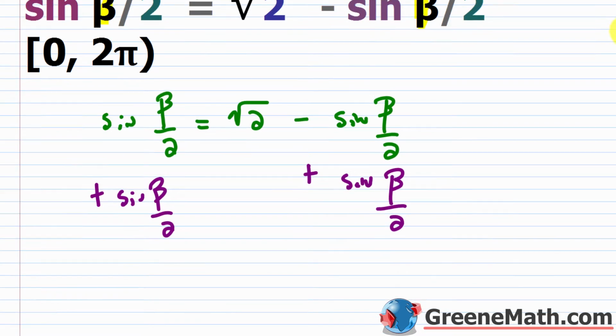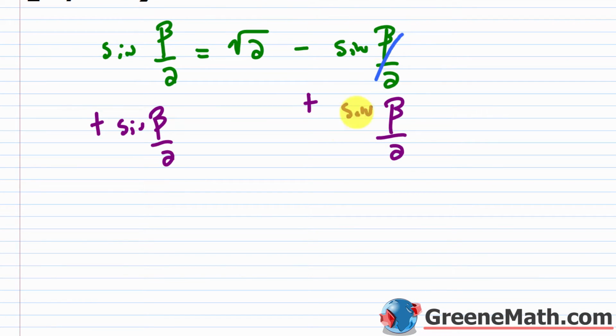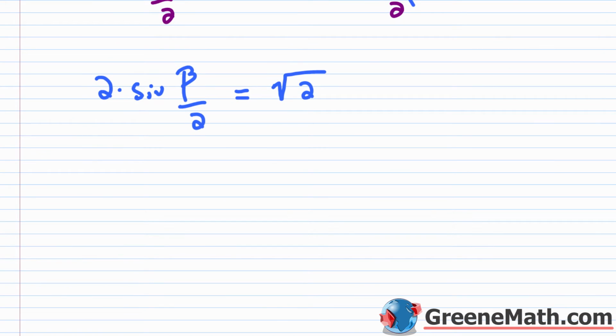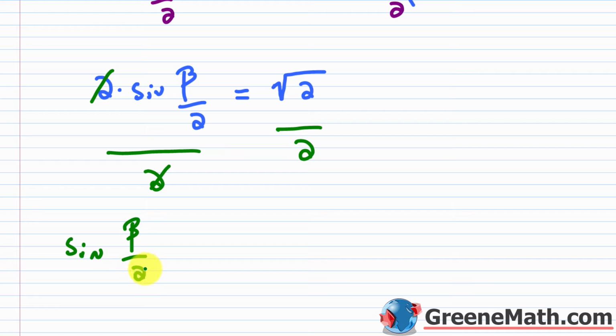So let me scroll down just a little bit here, get some room going. And I'm just going to show this cancels over here. So sine of beta over 2 plus sine of beta over 2 is 2 times the sine of beta over 2. And this equals now the square root of 2. Okay, if I want to isolate this completely, I'm multiplying this by 2. So I can just divide both sides by 2. I'll divide this side by 2 and this side by 2. And basically, this is going to cancel with this. Okay, so that's gone. And I've isolated the sine. So it's the sine of beta over 2 on my left side. On the right side, I have the square root of 2 over 2.